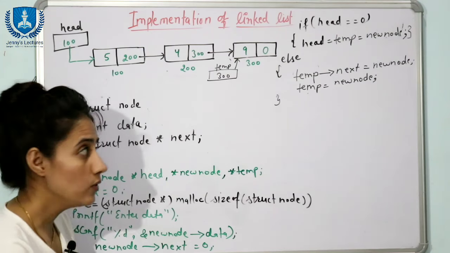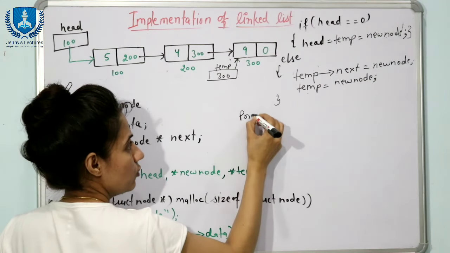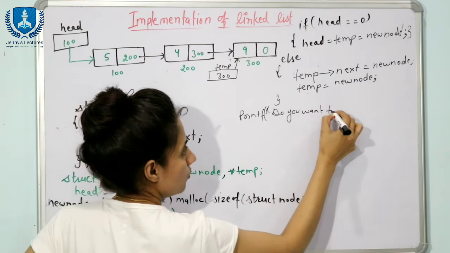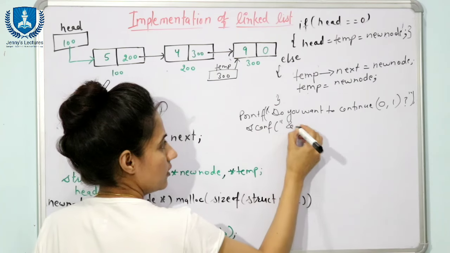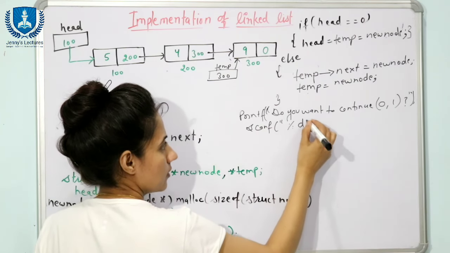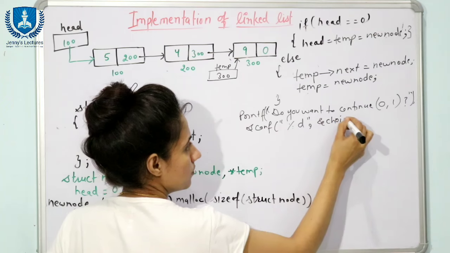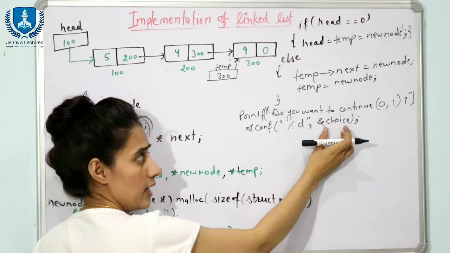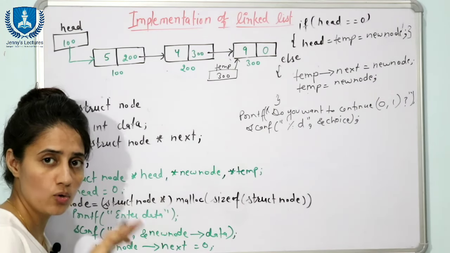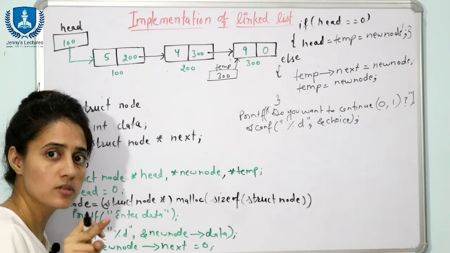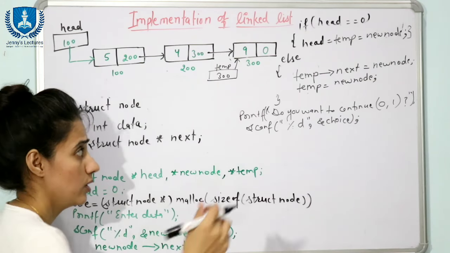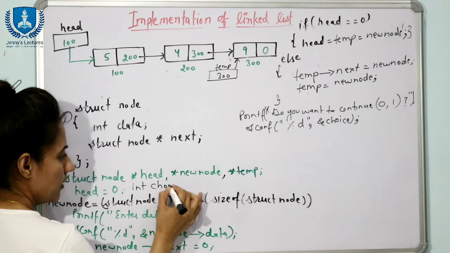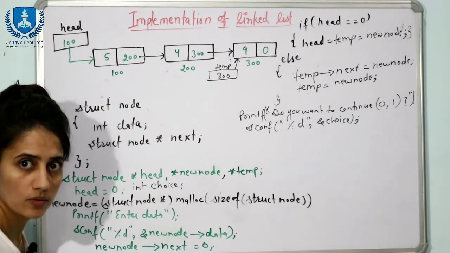Fine, so for that what you will write after this, you will ask from the user, printf, do you want to continue? For taking input you are using scanf, %d, address of. Now suppose we are going to take one variable choice, and here we are going to store the choice of the user, either 0 or 1. 0 means we are not going to continue, 1 means he wants to continue, he wants to create another node. Now you have to declare this choice variable also. So here you can declare int choice, right?